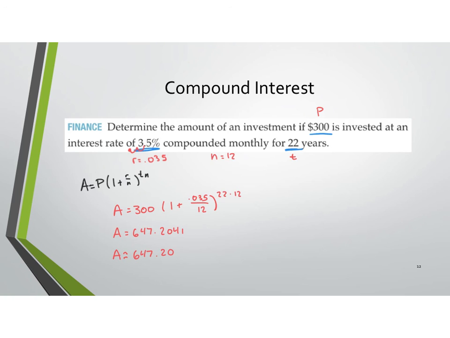You should have gotten that A is equal to 647.2. If you did not get this, go back and check your calculator for any errors. A common one is to put a plus sign in your exponents instead of multiplying those two numbers.